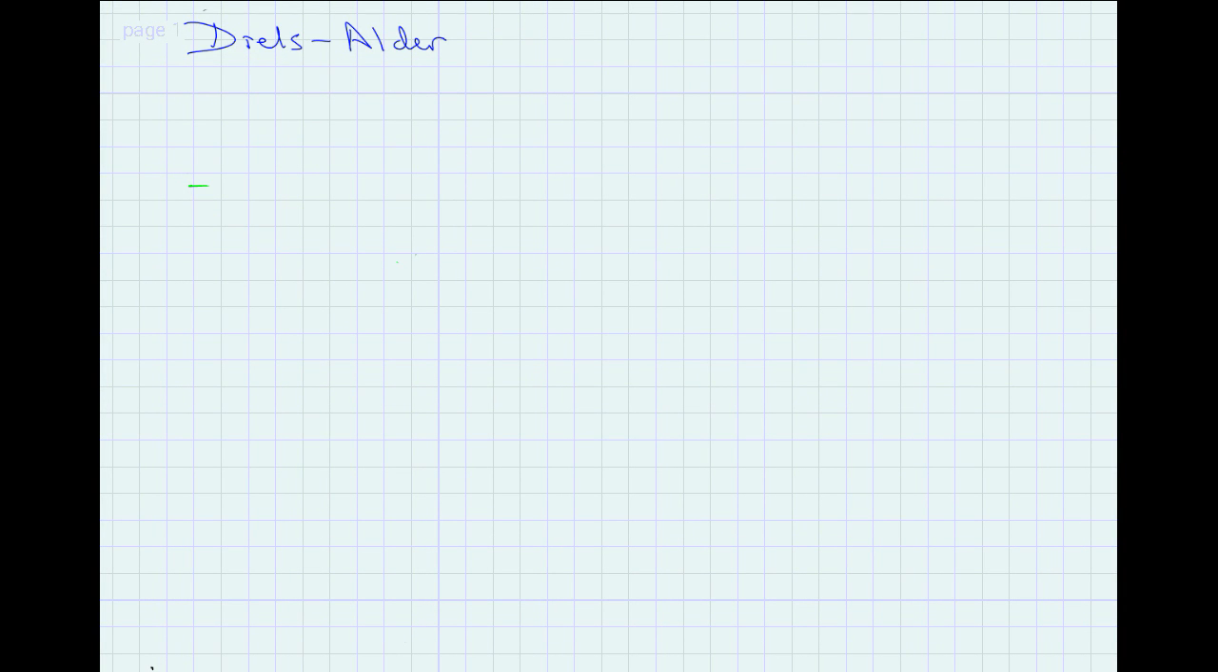So let's talk a little bit about the Diels-Alder reaction and what's called the Endo rule and why we usually get the endo product. So if we take cyclopentadiene, which is a great diene because it's locked in the S-cis conformation, so it's very reactive. So this is our diene. And we treat this with some kind of dienophile.